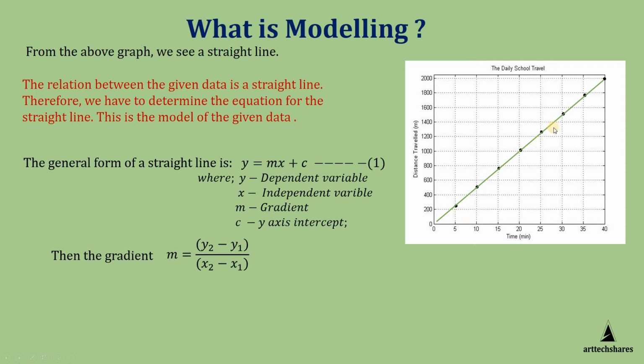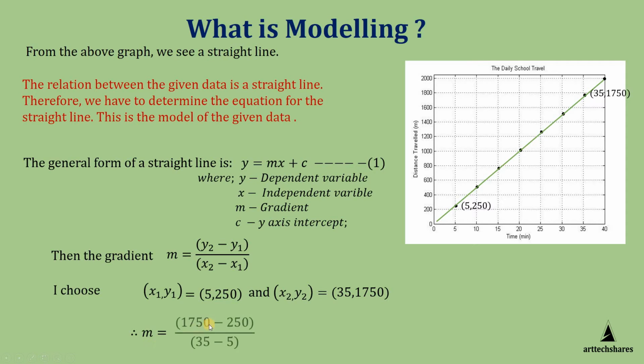So that means we need 2 points from this graph. I choose this point as x1, y1 and this point as x2, y2, and substituting these values, I will get 50. You can choose any other 2 points and check your answer. If you don't get the same answer, that m is equal to 50, that means you are making a mistake, so try it again.